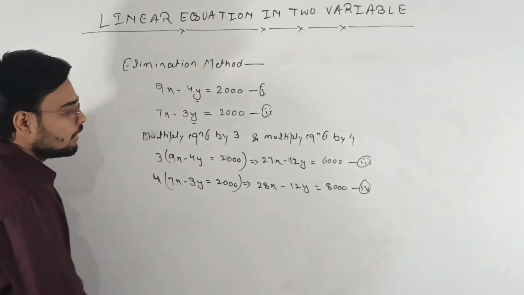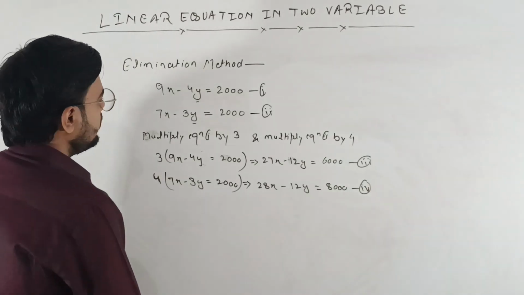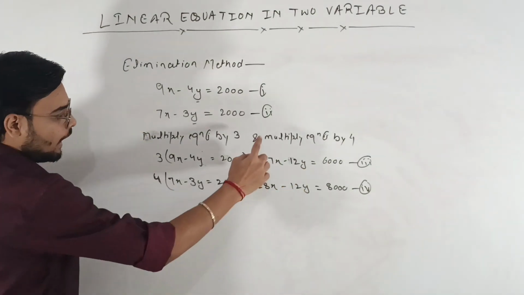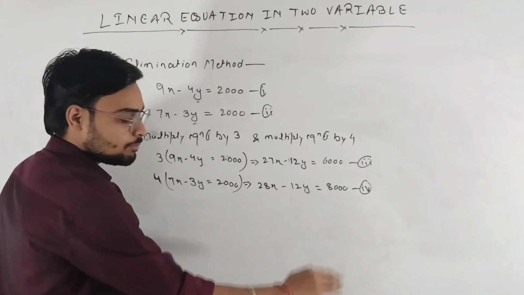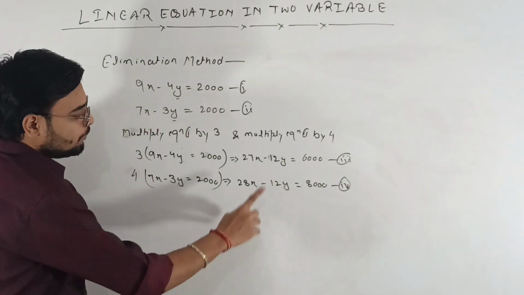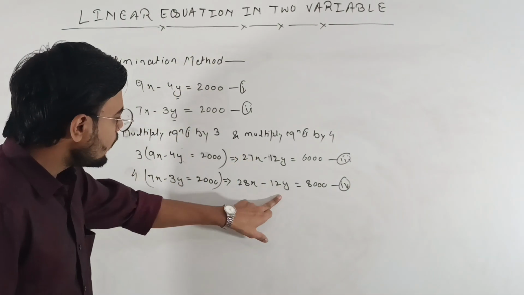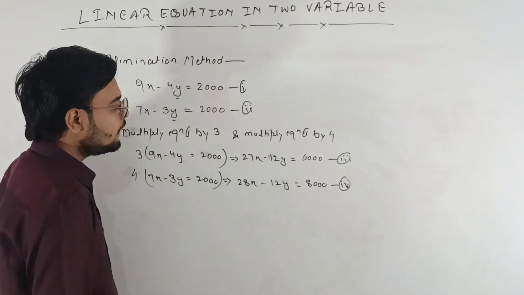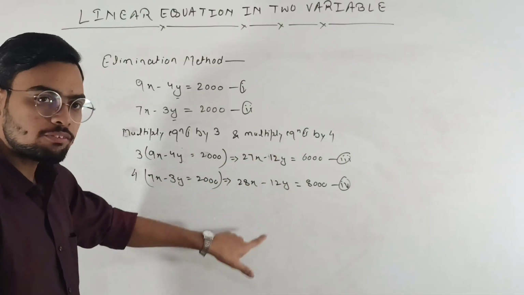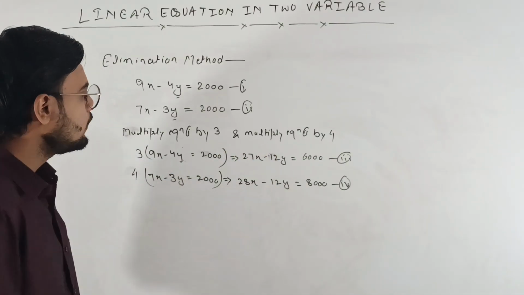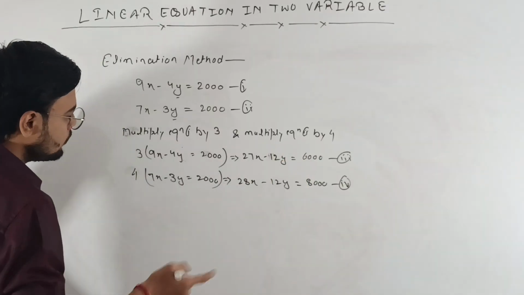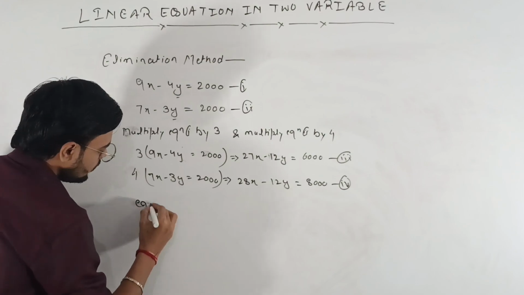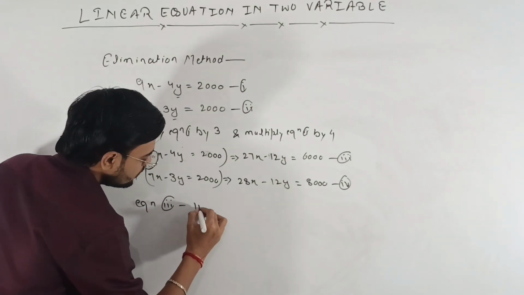Now after this, we cancel one variable, we eliminate one variable. Elimination means we have to do cancellation. Now look, there is 12y and 12y. Then if I subtract these equations, then 12y is eliminated. We have to eliminate either x or y. Now look here, this is 12y, this is also 12y. Then we have eliminated this y by either adding or subtracting equation 3 and 4. So we subtract equation 3 and 4. So equation 3 minus equation 4.